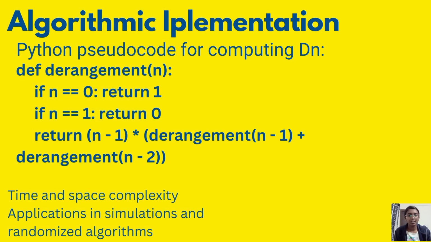Algorithmic implementation: Python pseudocode for computing D_n. def derangement(n): if n is equal to 0, then return 1. If n is equal to 1, then return 0. Otherwise, return (n minus 1) times (derangement(n minus 1) plus derangement(n minus 2)). Time and space complexity. Application in simulation and randomized algorithms.